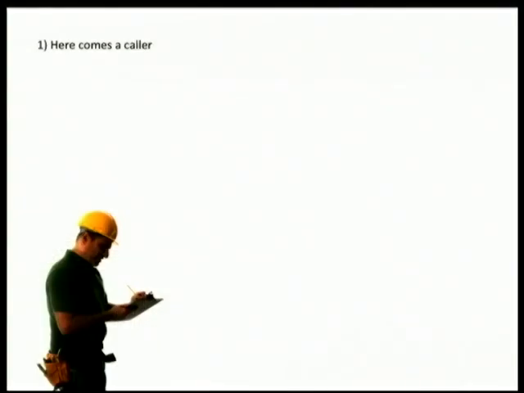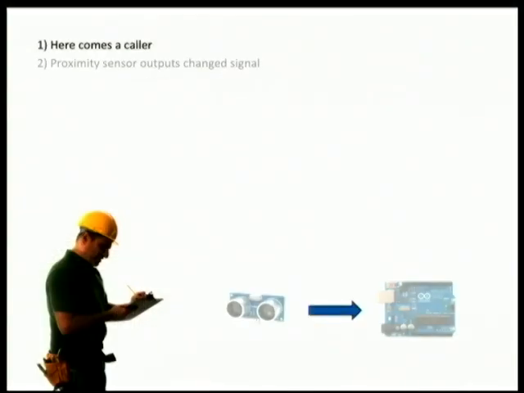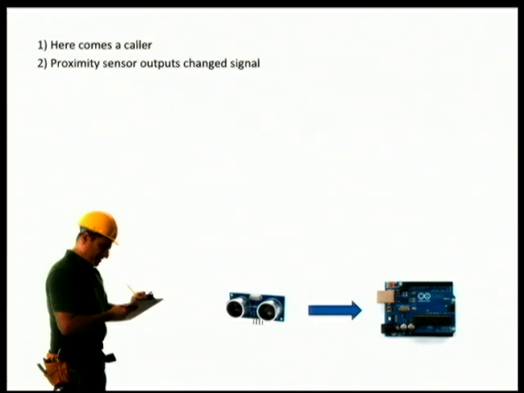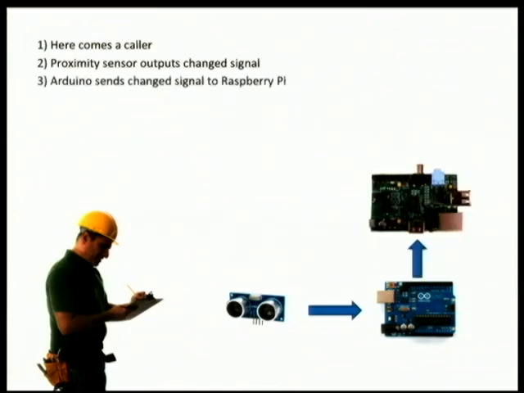And so here's the solution I chose. Keep in mind that there are many different kinds of solutions, so this is just the one that I happened to choose. Let's say a contractor comes to my house to do some work for me. I chose to have an ultrasonic proximity sensor tied to the Arduino, which detects an output change signal and sends it to the Arduino. The Arduino sends the change signal to the Raspberry Pi.